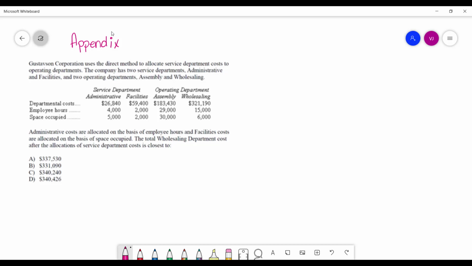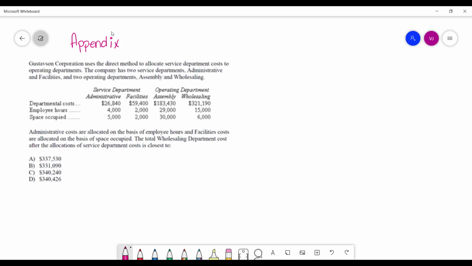Because of this, there are two ways in which a company can decide to allocate a service department's costs to the operating departments. The first method is the direct method, and the second method is the step-down method. We'll be looking at both of those in turn here.